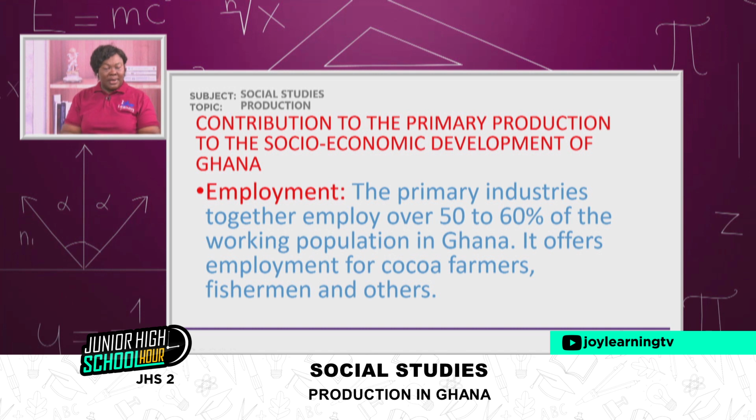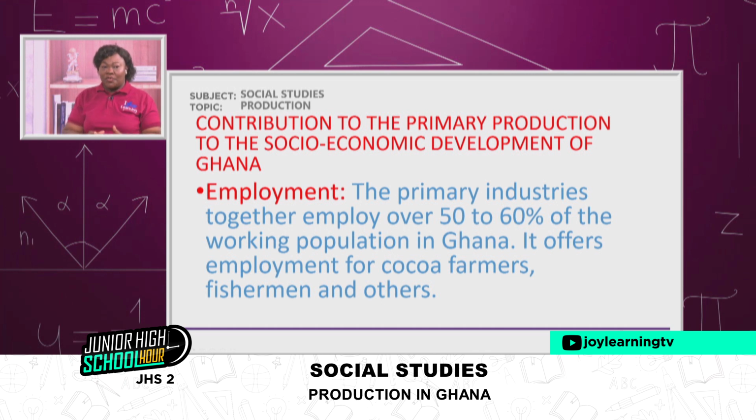One is employment. The primary industry together employs over 50 to 60% of the working population in Ghana. In fact, it can even be 50 to 80%. Yes, because a lot of people work in the government sector. So we'll say 50 to 60 or thereabouts 80 of the working population in Ghana. It offers employment for cocoa farmers, fishermen and others. And for example, even teachers, doctors, lawyers and others also contribute to the economic development of Ghana.